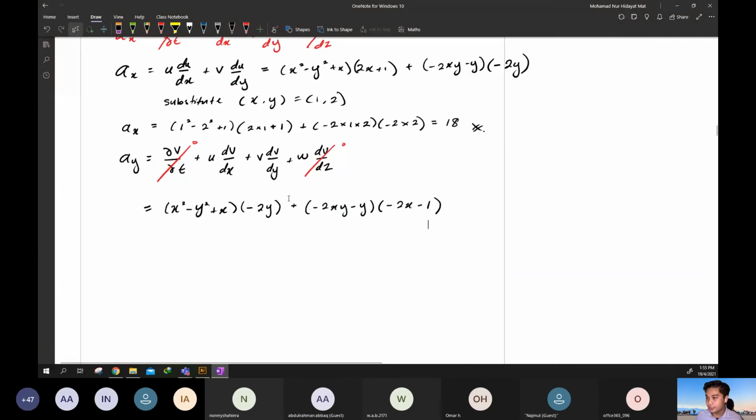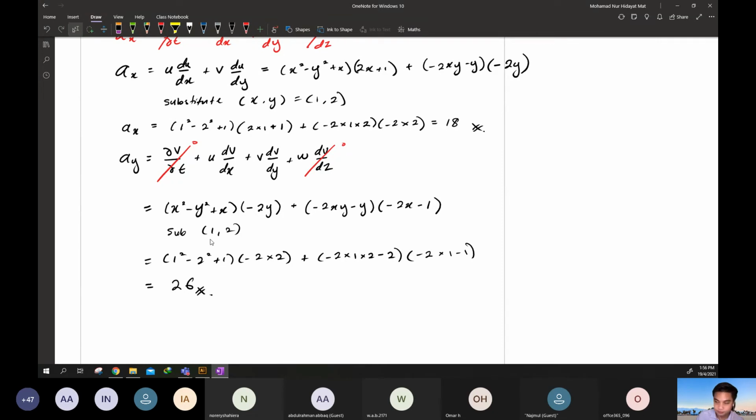So substitute back into the equation. Substitute coordinate 1 and 2. This is 1 squared minus 2 squared plus 1, negative 2 multiplied with 2. And then plus negative 2 multiplied with 1 multiplied with 2 minus 2, negative 2 multiplied with y minus y. So finally we will get 26. Okay, so far this is clear for you?